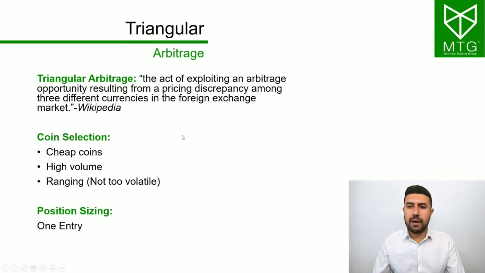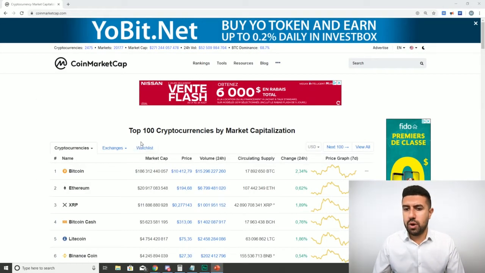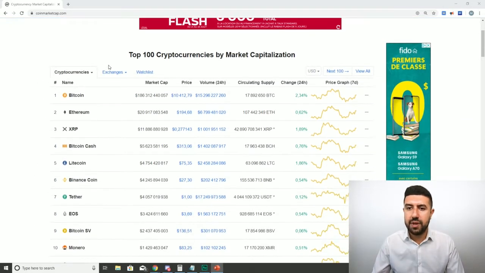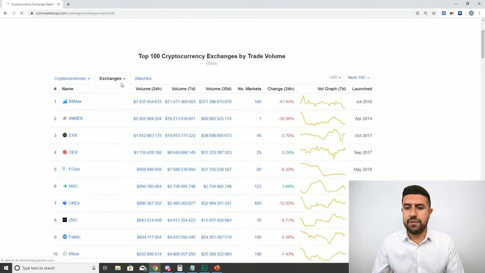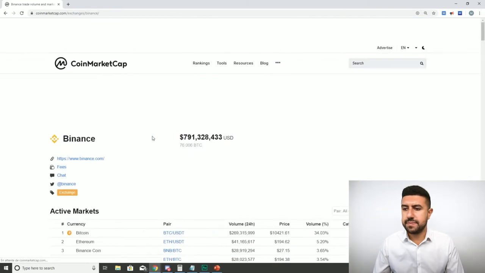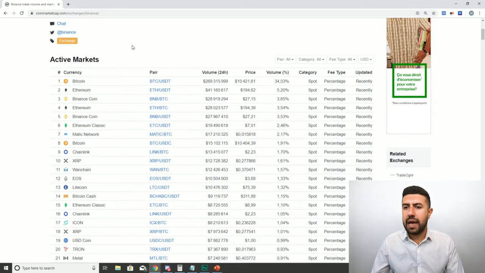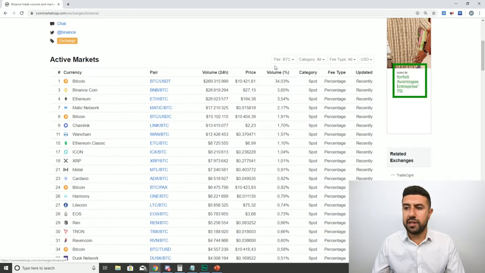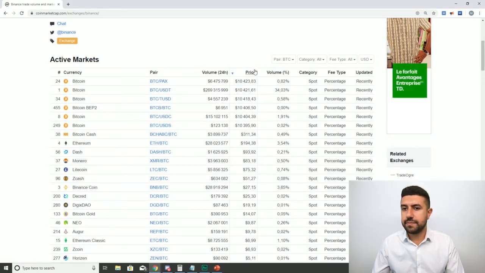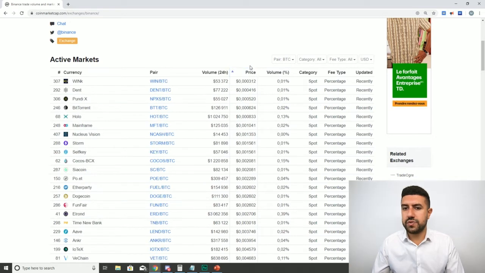So how do we do this? Let's go on CoinMarketCap, let's go on exchanges and check for Binance. Now I have all these coins. Let me select the pairs that are on Bitcoin, and I'll tell you why in a second. And then let's order them by price. Okay? I want the cheapest coins first. Now, let's take a look at the cheapest one.